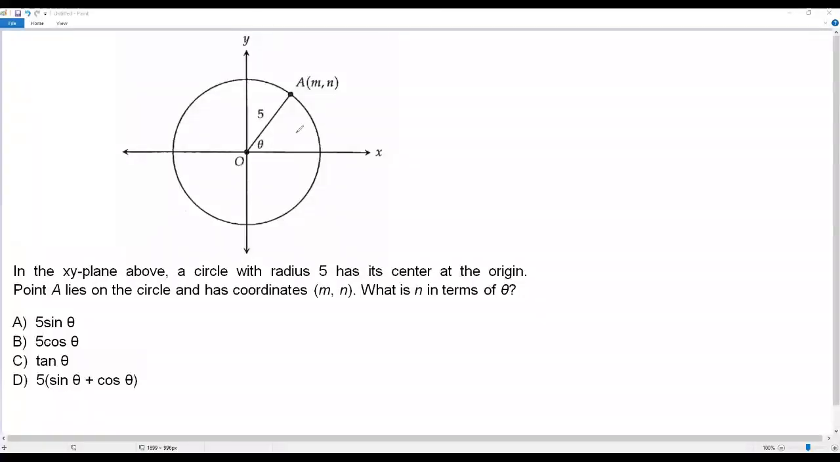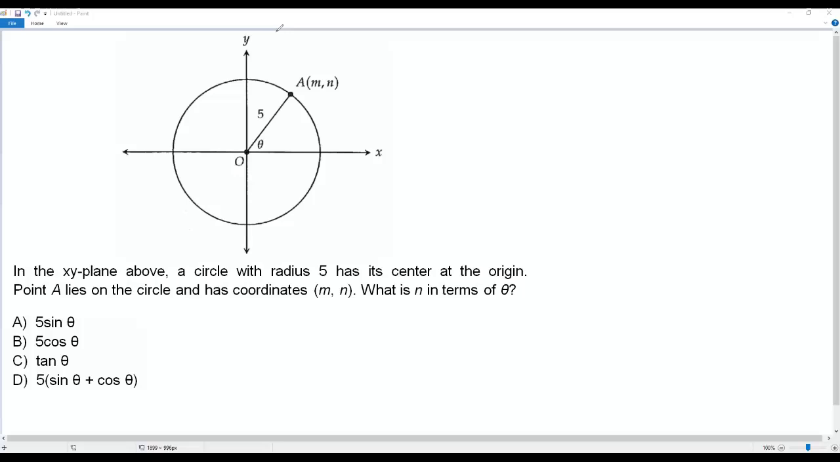Here we have a SAT math question. Okay, let's go with the information. In the xy-plane above, a circle with radius pi has its center at the origin. Point A lies on the circle and has coordinates (m, n). What is n in terms of theta? We have to find the value of the y coordinate n in terms of theta.